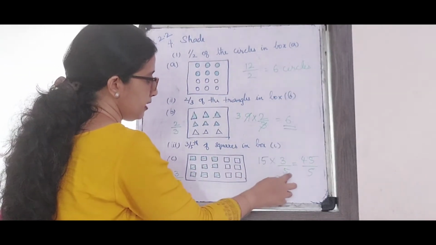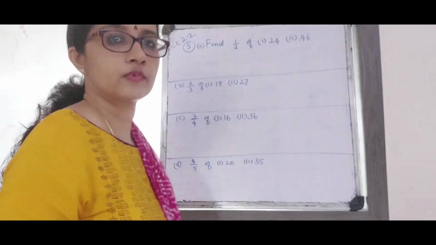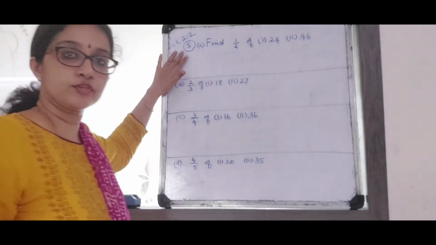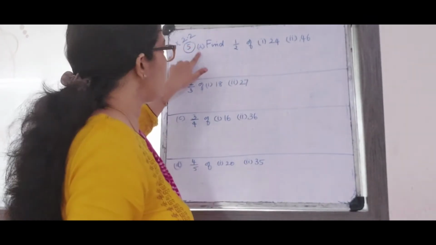15 into 3 by 5 is equal to 9. Now let's go into the fifth problem. Okay, fifth problem, A part.